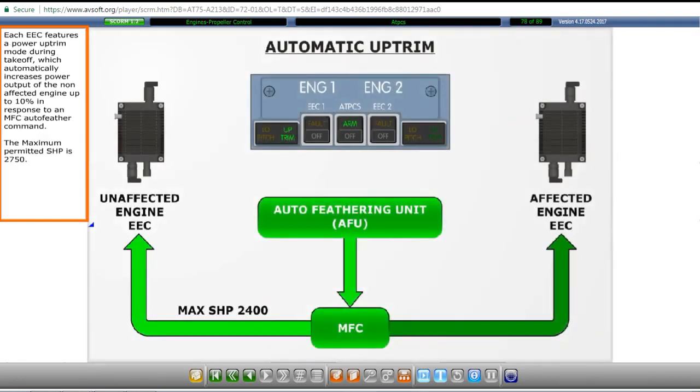Each EEC features a power uptrim mode during takeoff, which automatically increases power output from the non-affected engine up to 10% in response to an MFC auto-feather command. The maximum permitted shaft horsepower is 2,750.